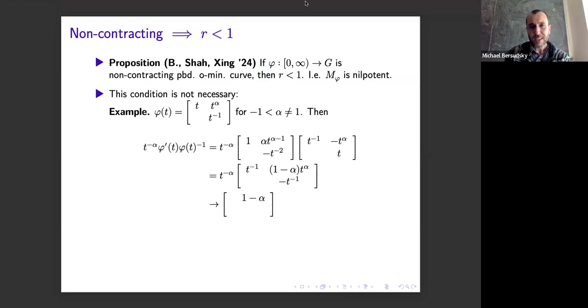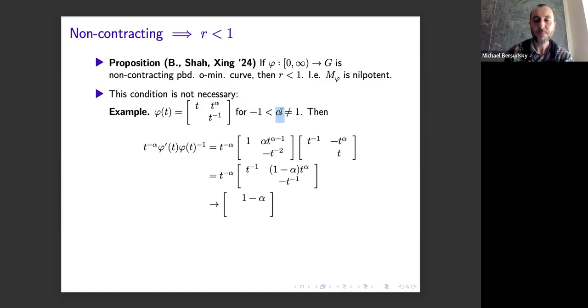And I guess I'm going to finish early, so I just want to say the last thing. This condition, the non-contraction, is not necessary. You can have contracting curves for which you still get unipotent invariance. So let's do this nice exercise. We have this upper triangular curve. Here the domain is t at least 1.